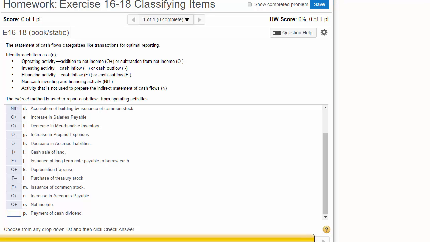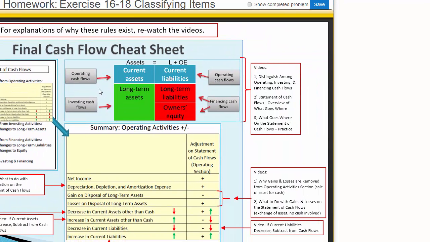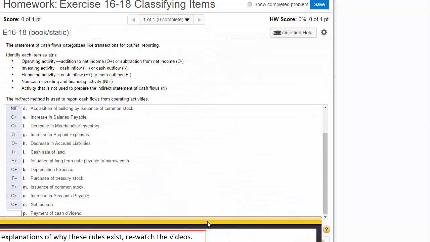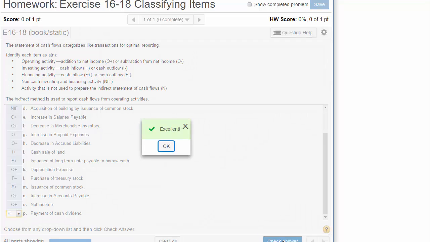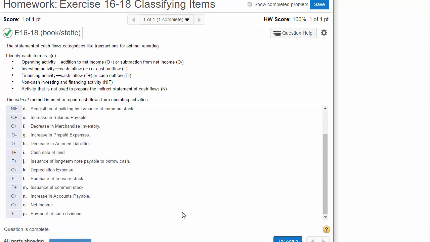Payment of a cash dividend. Which account is affected when we pay a cash dividend besides cash? Cash goes down. What else is affected? Retained earnings, which is an owner's equity account, will also go down. So that goes in the financing section. It's an F, and since we paid cash, we're going to subtract. F minus. And that's it.